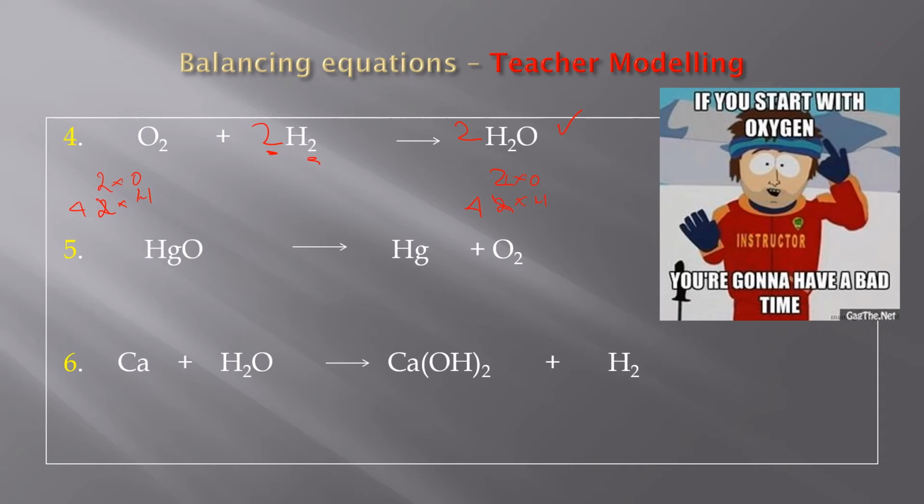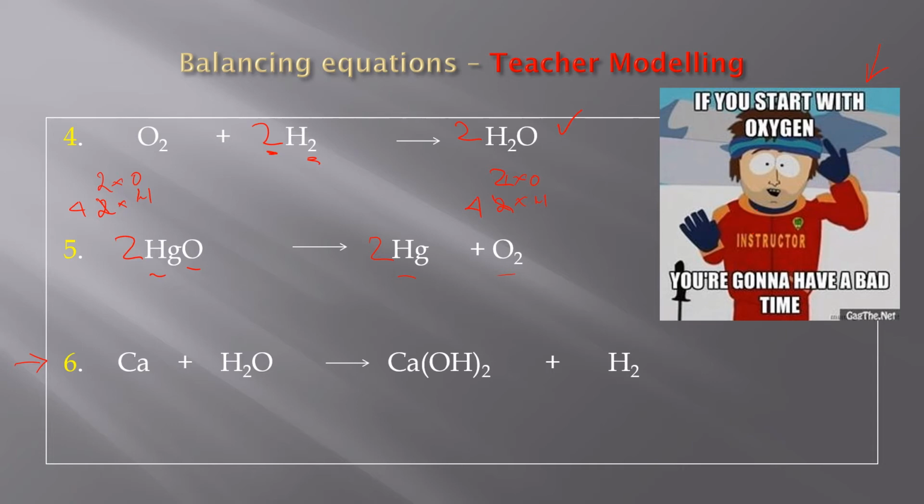Now, notice this here. As you go on, you start looking at other reactions. Starting with oxygen is not always the easiest, and that'll sort of come in down here in number 6. Let's have a look at number 5. What do we have? 1 Hg, which is mercury, and 1 oxygen. 1 mercury, 2 oxygens. So I need to add a 2 here to balance my oxygens. But now my mercuries are out of whack. So I put a 2 in there, and that's now balanced.